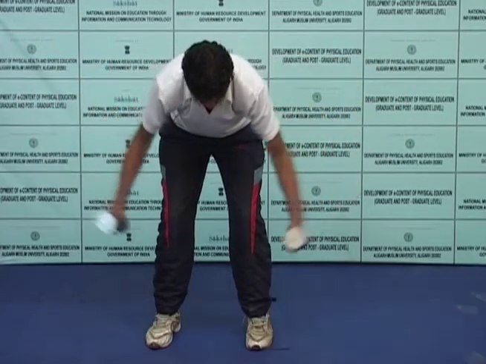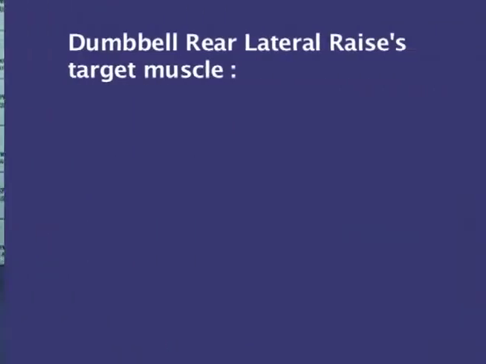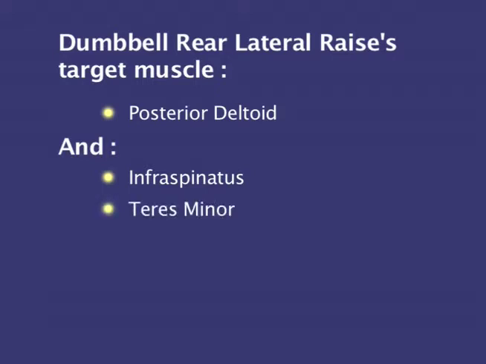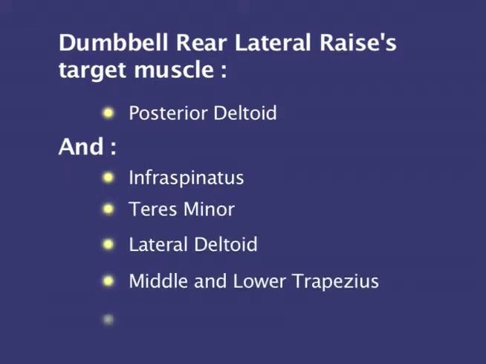The target muscle is the posterior deltoid, and there are some other muscles also acting synergistically. It includes the infraspinatus, teres minor, lateral deltoid, middle and lower trapezius and rhomboids. So, these are the muscles acting synergistically along with the posterior deltoid muscle to do the dumbbell lateral raise.